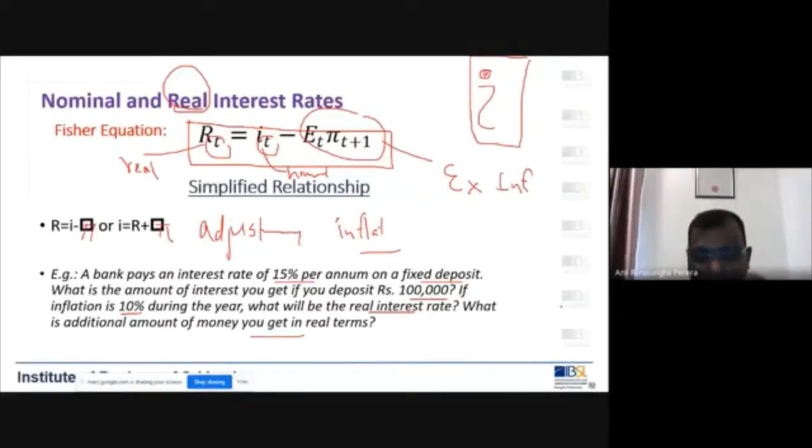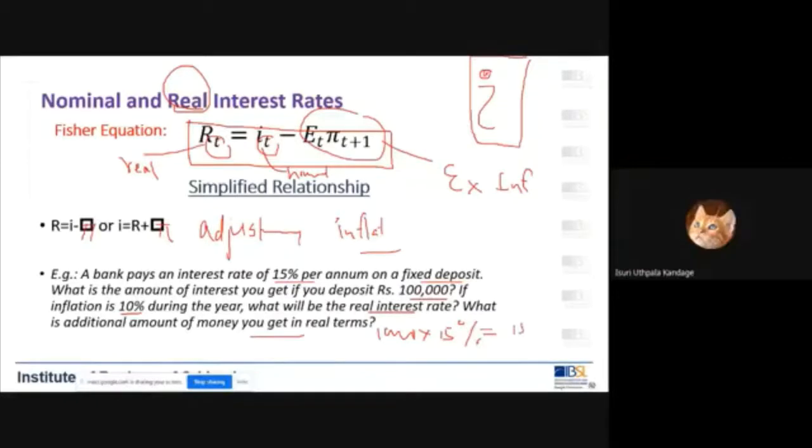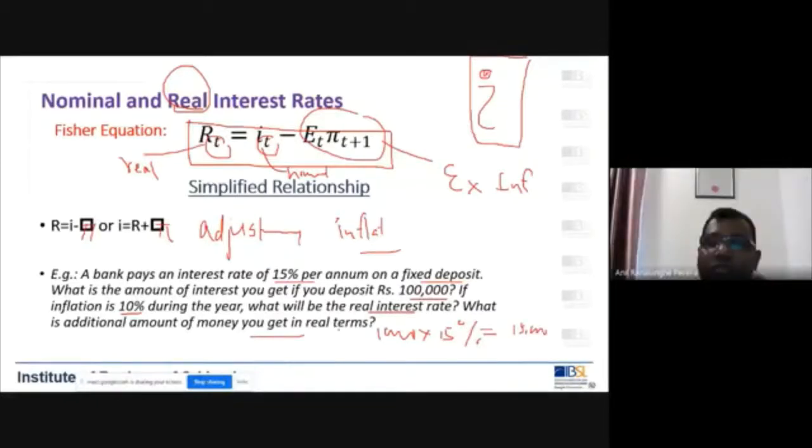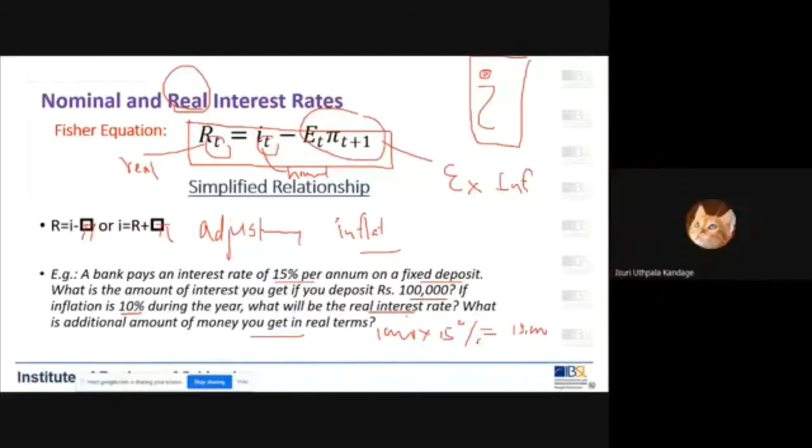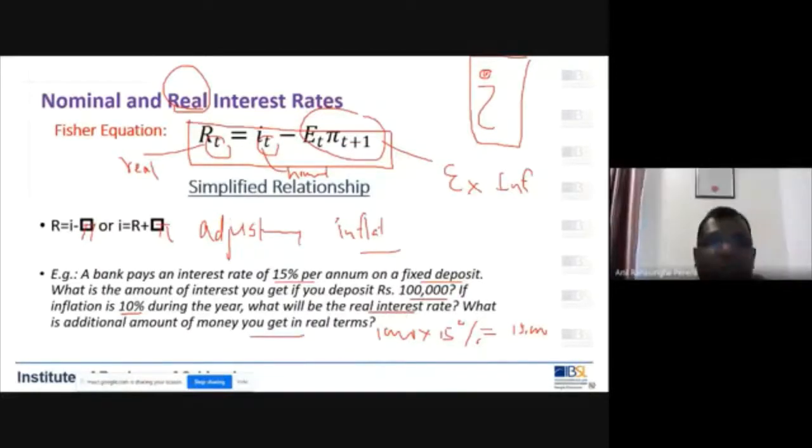Okay, it's very clear. The interest amount is simply 100,000 into 15%. That is the simple interest rate, isn't it? We know it, 15%, 15,000. Okay. If inflation is 10% during the year, what is the real rate? 5%. 5%, exactly. Simply 15% minus 10%. So your real return is 5%.